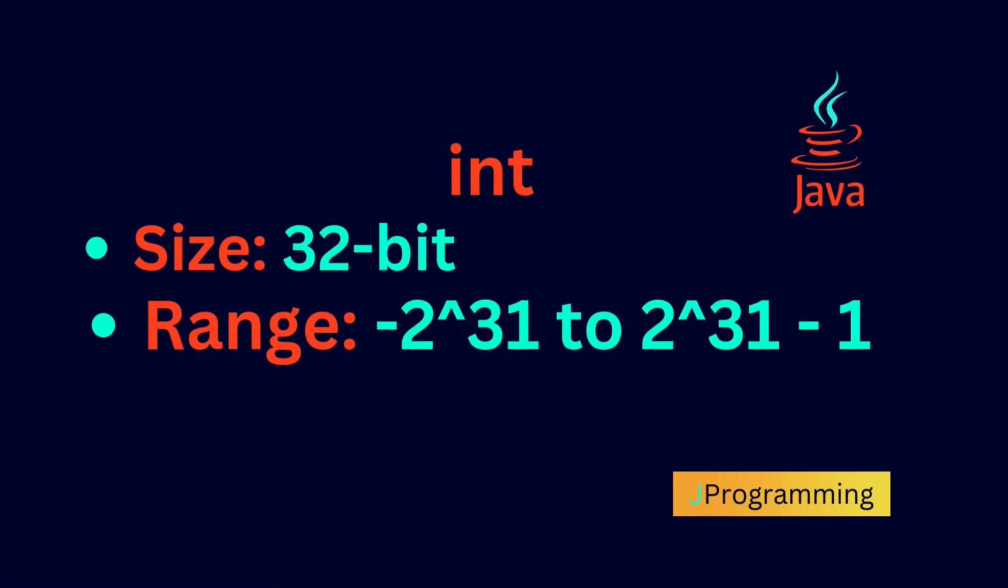Moving on, the int type is probably the most commonly used. It's a 32-bit signed integer and can hold values from -2 to the power of 31 to 2 to the power of 31 minus 1. Use int when you need a whole number that's within this range.